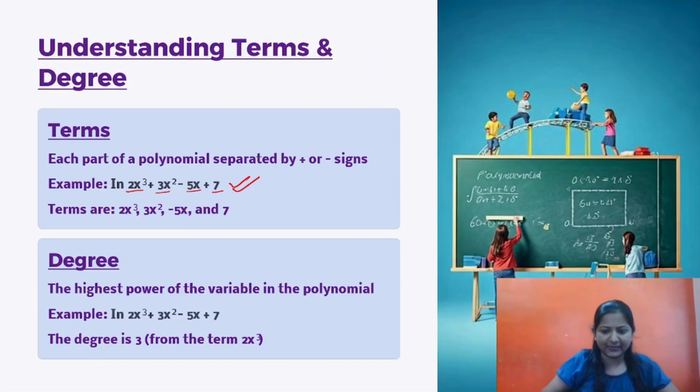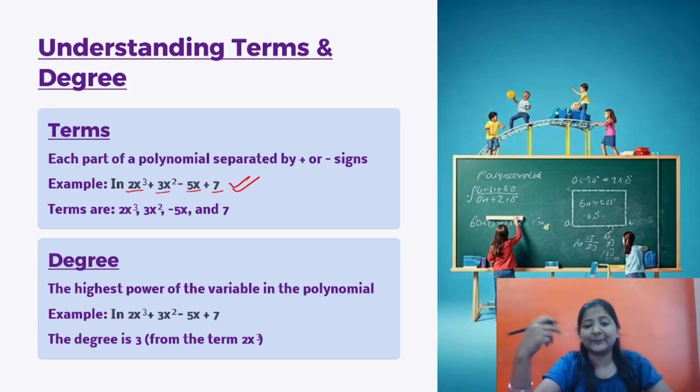Just a minute. What is happening? Let me check. Yeah, it having 4 terms. Each part of the polynomial separated by a plus minus sign. 4 terms are there. Okay. Understood about terms we have discussed.